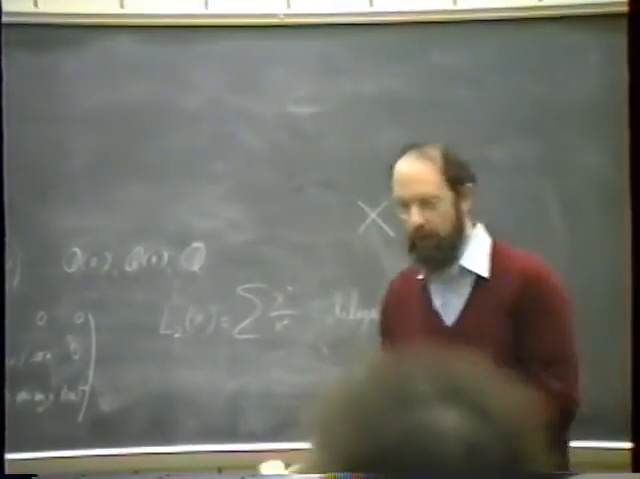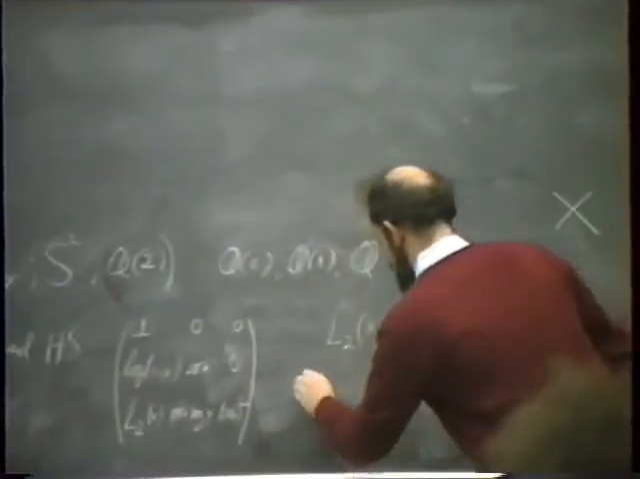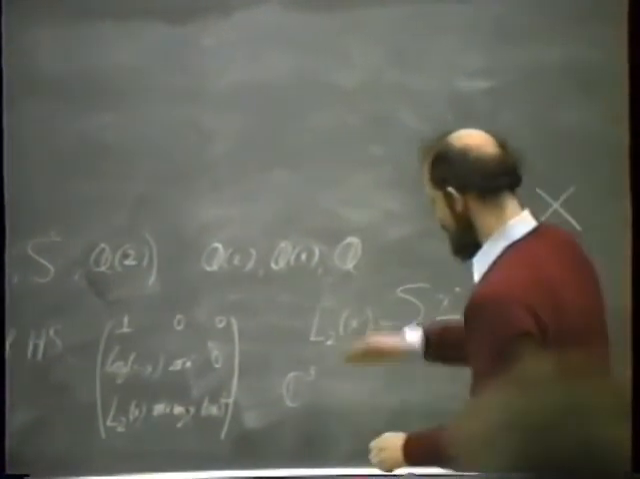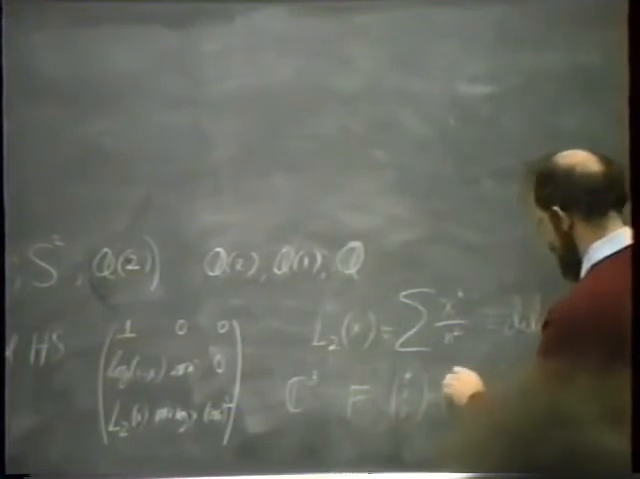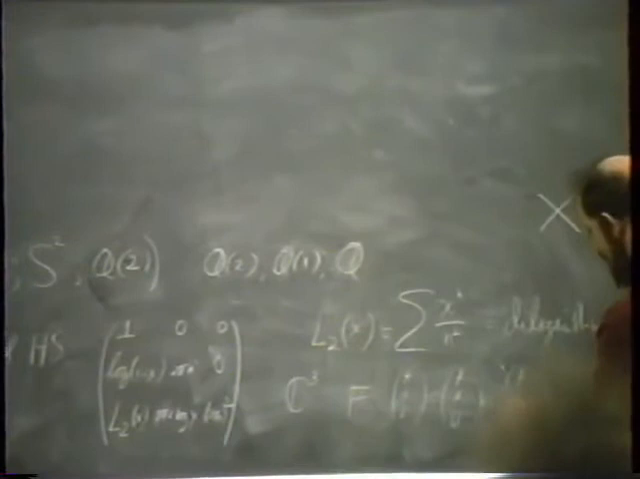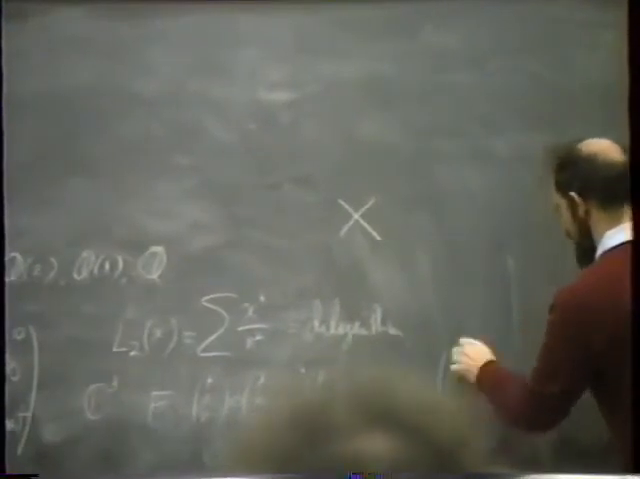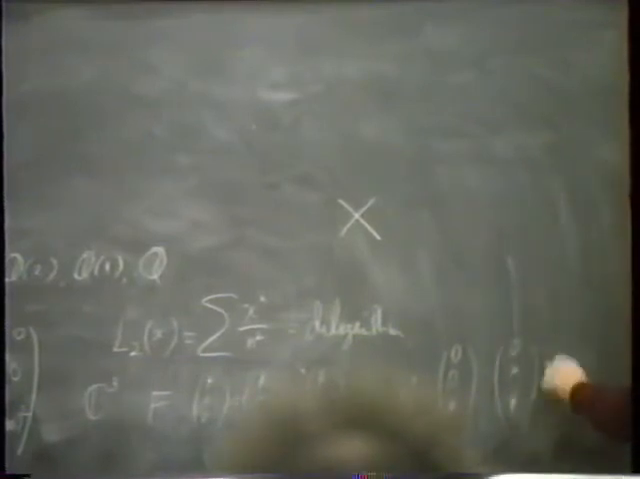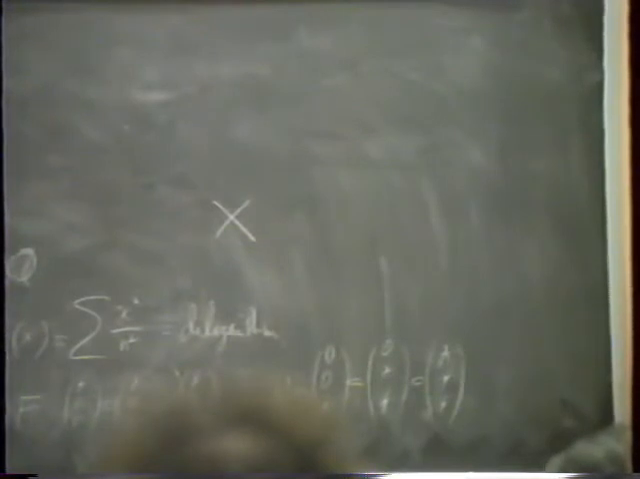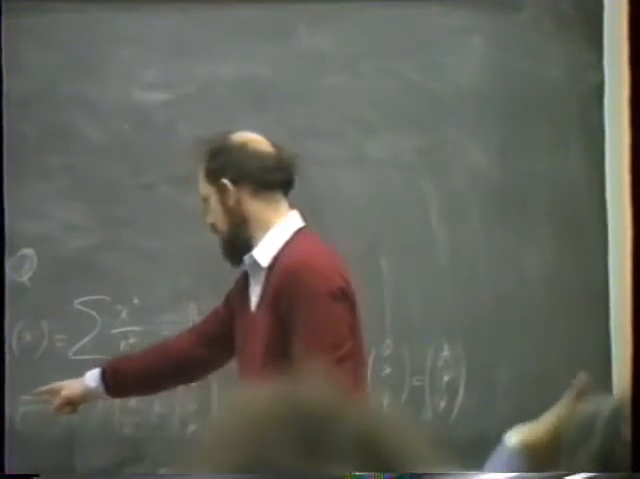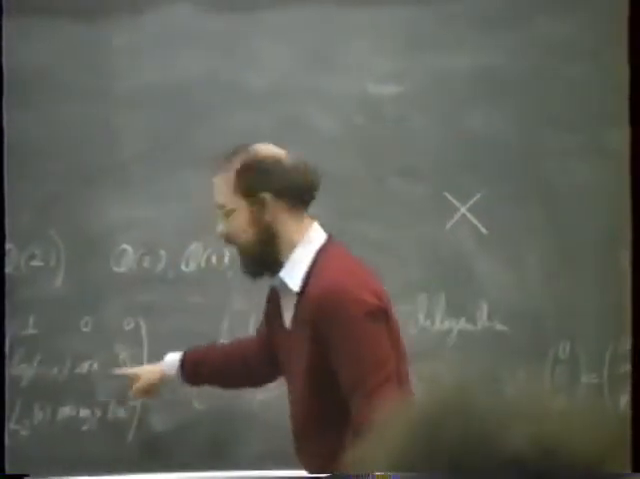And I'll just remind you what this means. I think of C^3 as a space of column vectors. I give it two filtrations. The F filtration is (star, 0, 0) included in (star, star, 0) included in (star, star, star). And the weight filtration is (0, 0, star) included in (0, star, star) included in (star, star, star). And I need to describe a rational structure on this three-dimensional vector space for which this weight filtration is rational.